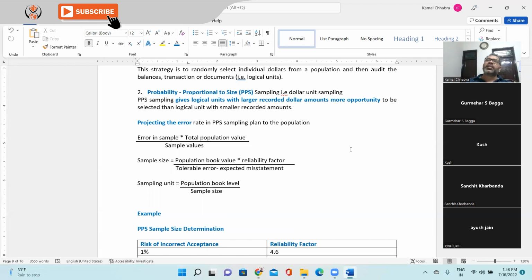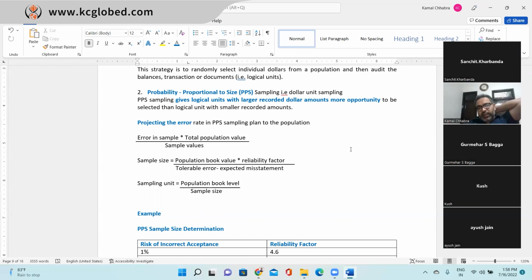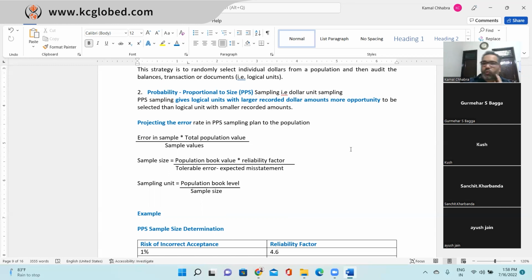Whereas random selection gives you samples randomly from throughout the population, so it's more representative of the overall population. Make sense? So we need to understand certain formulas here. So how do you calculate the PPS sampling? In PPS sampling, you project the error rate. You need to project the error rate for the PPS sampling plan, and give that number in the respective tool to calculate the number of samples.